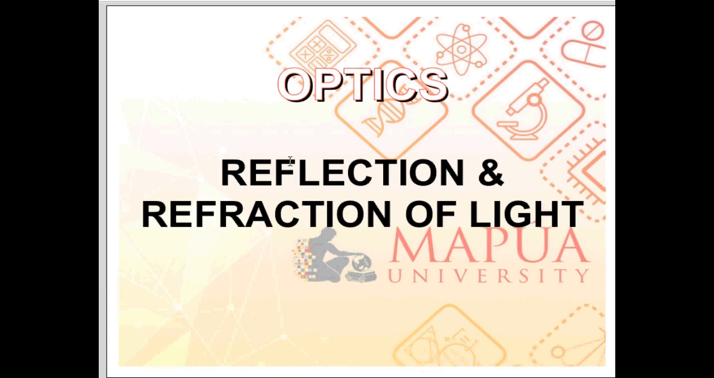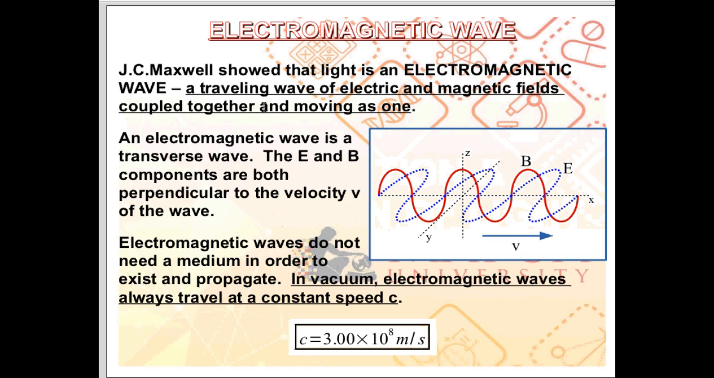So let's now move on to the topic of optics. In this video, we take a look at the concept of light as an electromagnetic wave and at the reflection and refraction of light. It has been shown that light is an electromagnetic wave, so much so that as far as our course is concerned, when we say light, we're talking about electromagnetic waves, and when we say electromagnetic wave, we're talking about light. Light is an electromagnetic wave.